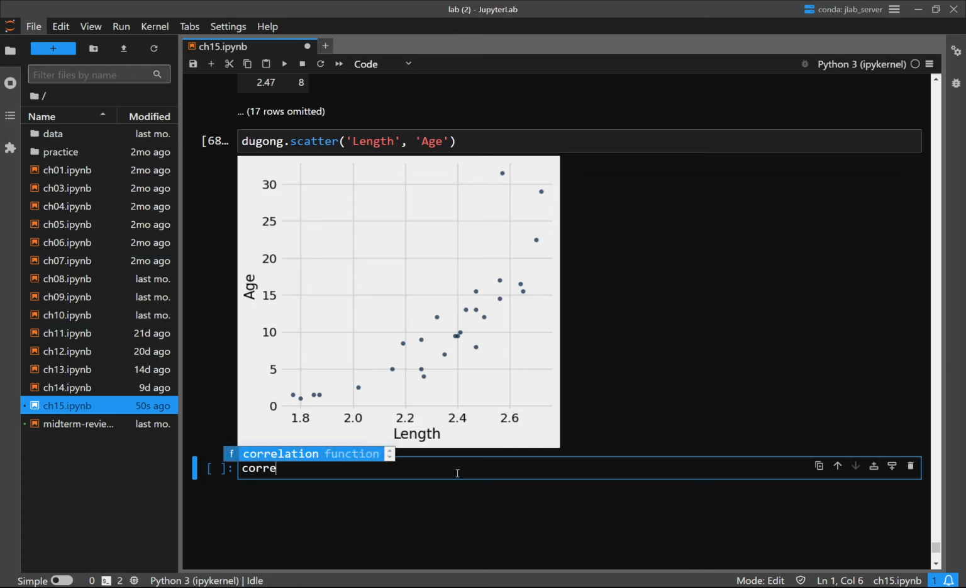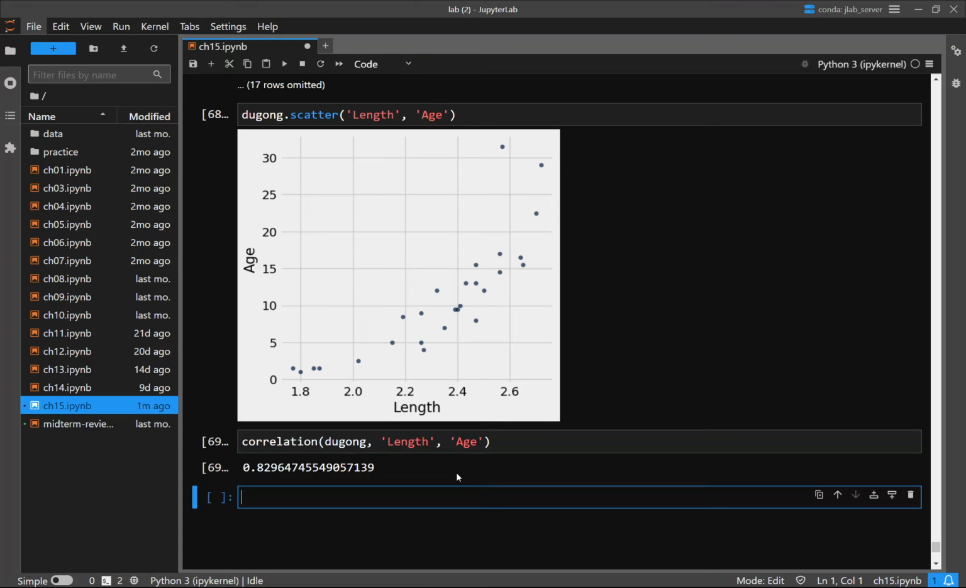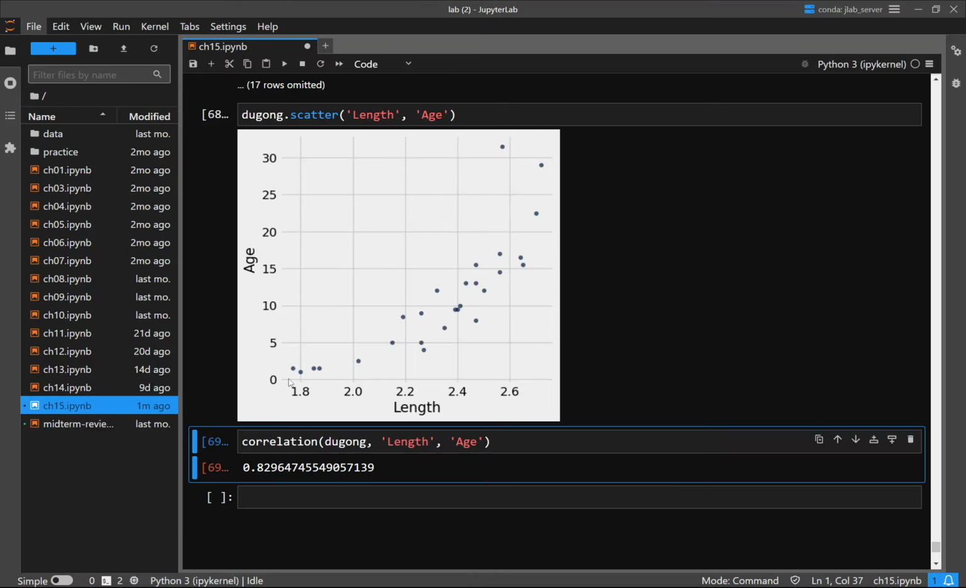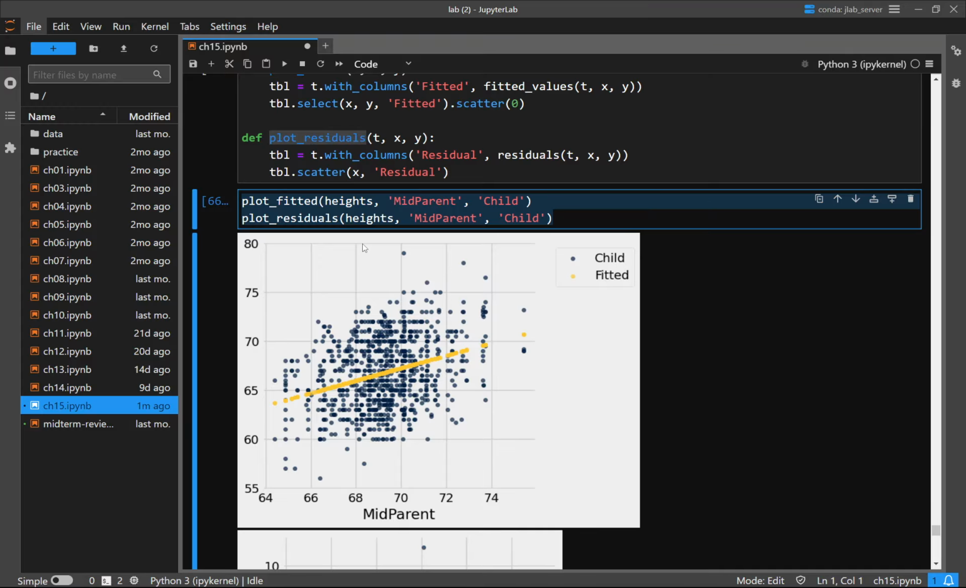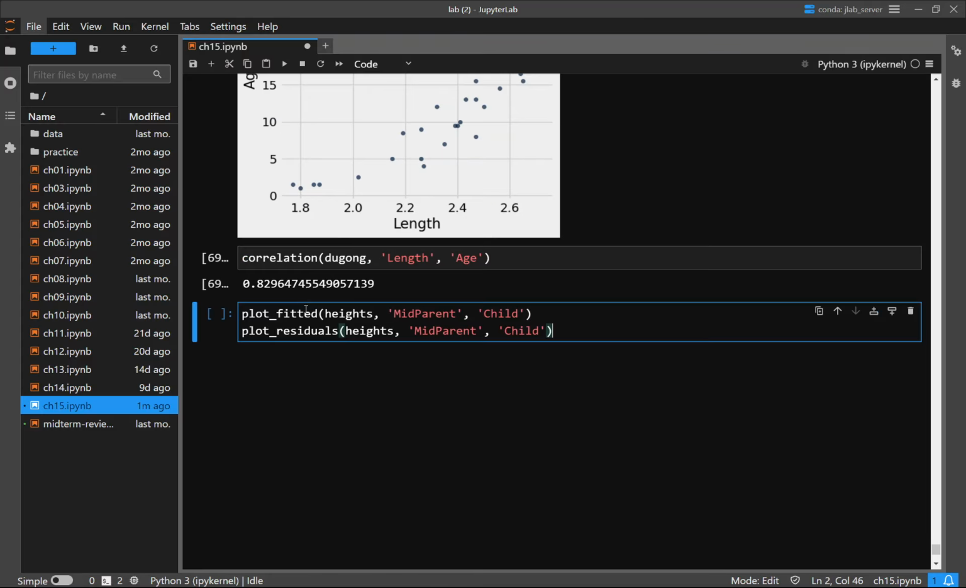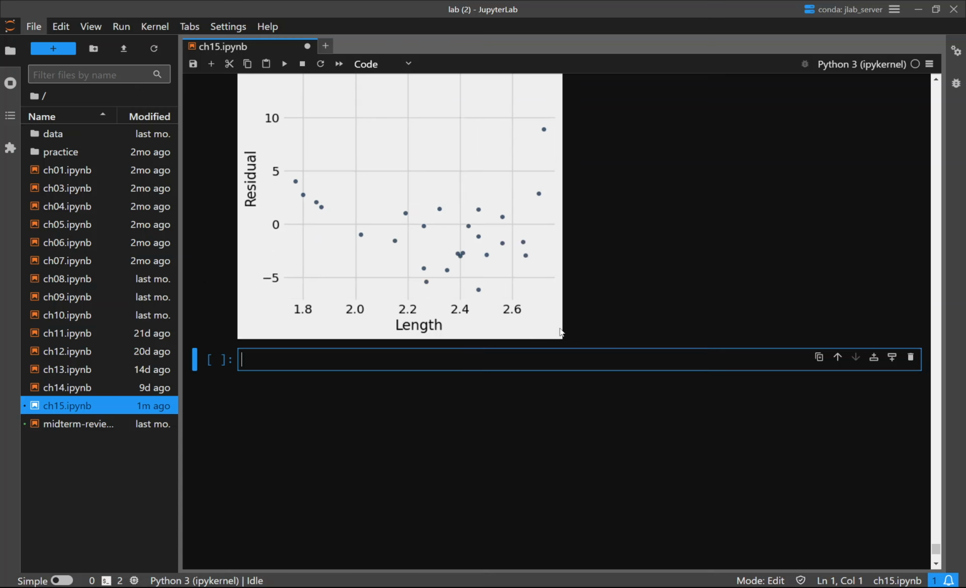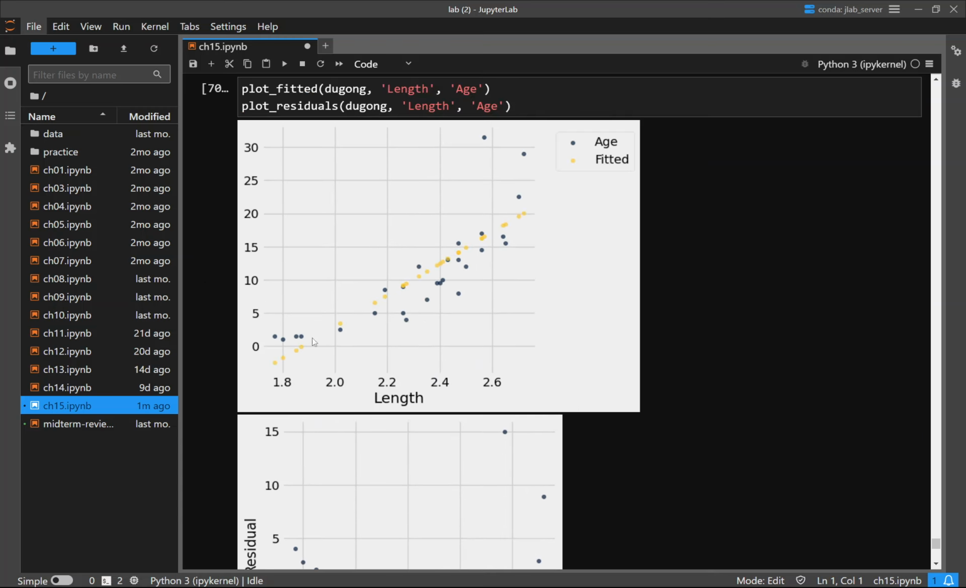If you want to do a line, we can ask for the correlation of the dugong table, where we're trying to use length to predict age. That's a thing. And it's decently strong. It's close to 1, but I think you can see, though, it still shouldn't really be a line. It's more of a quadratic thing. And so we can plot that. We can plot fitted and plot residuals, just like we did here. But it's now these guys. Ta-da!